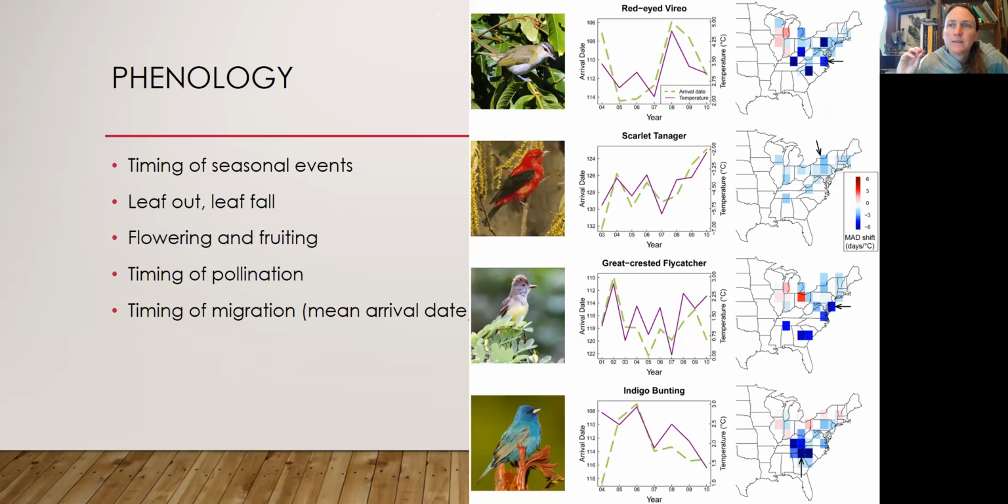The last thing is that we can study the timing of seasonal events. Because of warming, things are leafing out earlier, they're holding on to their leaves longer, changing flowering and fruiting times, which then has problems for pollinators and migratory birds. And so we're seeing some of these linked community effects as well.